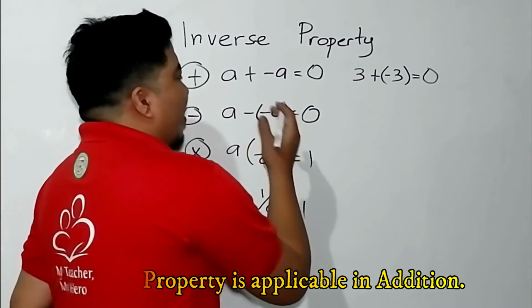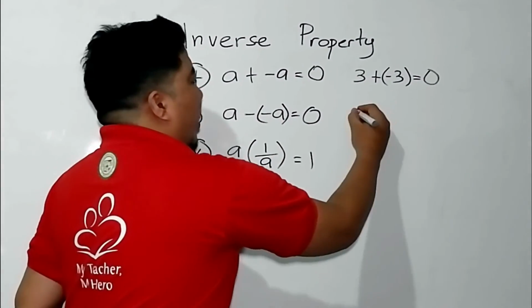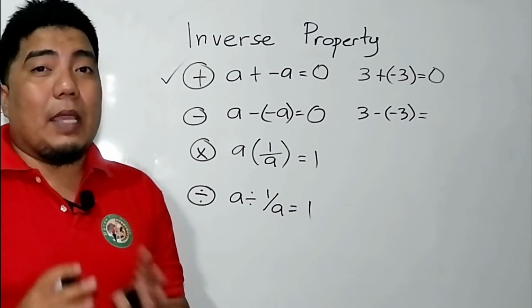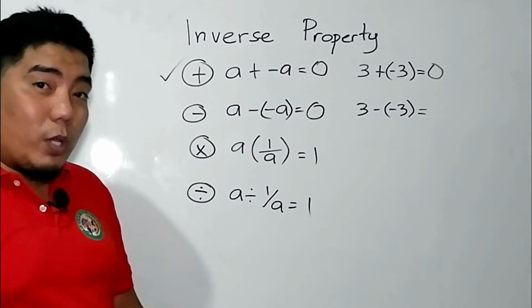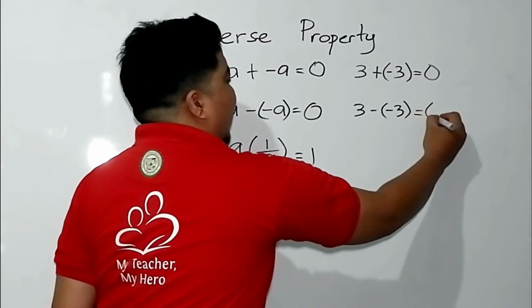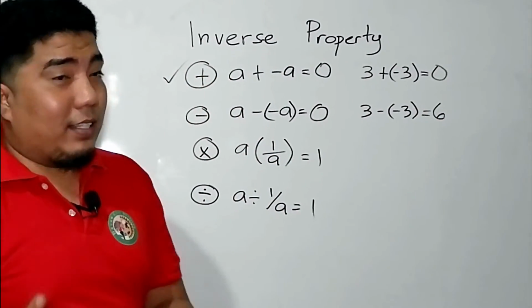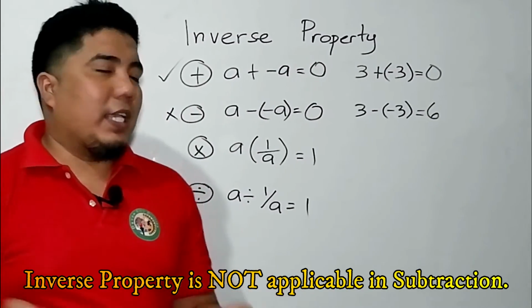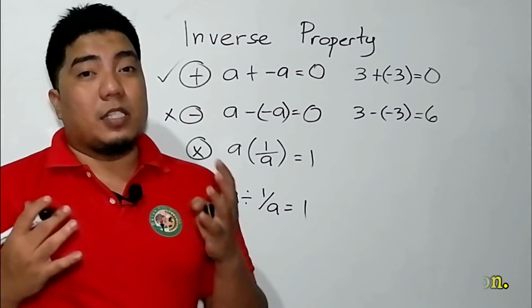How about in subtraction? 3 minus negative 3. Okay, 3 minus negative 3, the answer will be positive 6. And this is not the identity element. Therefore, inverse property is not applied in subtraction.